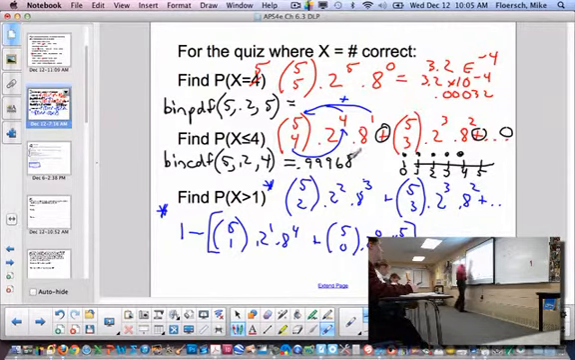0.99968. Does it surprise you that it's a really high probability that you're going to get 4 or less correct? You can get 4 or 3 or 2 or 1 or 0. Yeah, that doesn't surprise me.